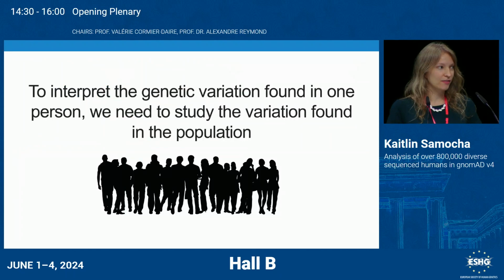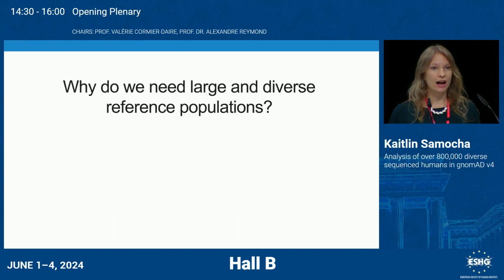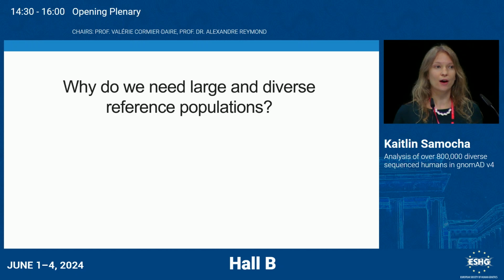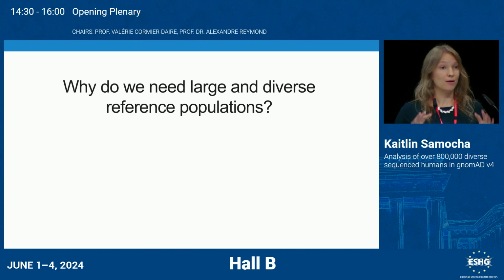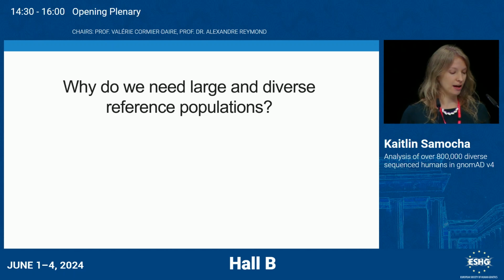I will not be the first to say this, and I will not be the last to say this, but to properly interpret the variation that we see in any individual's genome truly requires studying genomes of hundreds to hundreds of thousands of people. It takes understanding the variation that we see in the general population. And I would argue that we need large and diverse reference populations to do that most properly. And there are many, many reasons that these can be helpful.